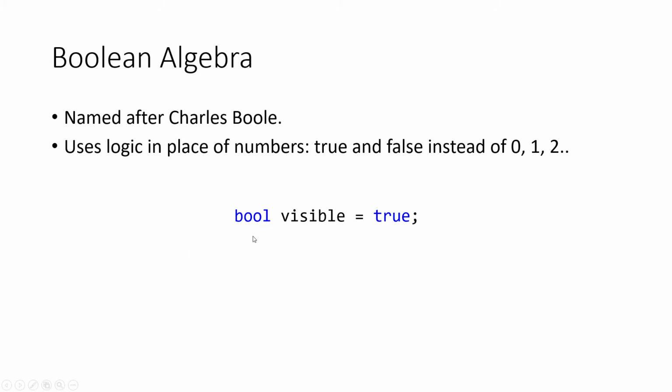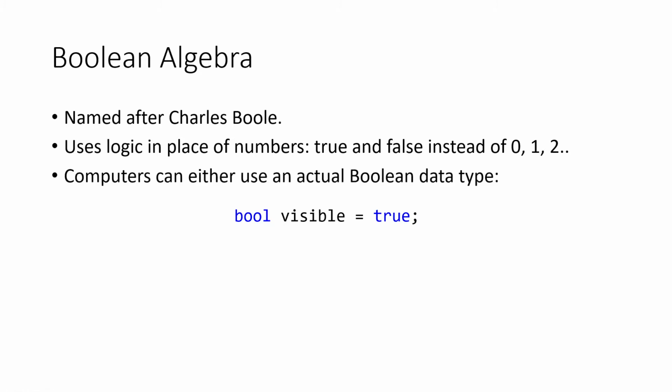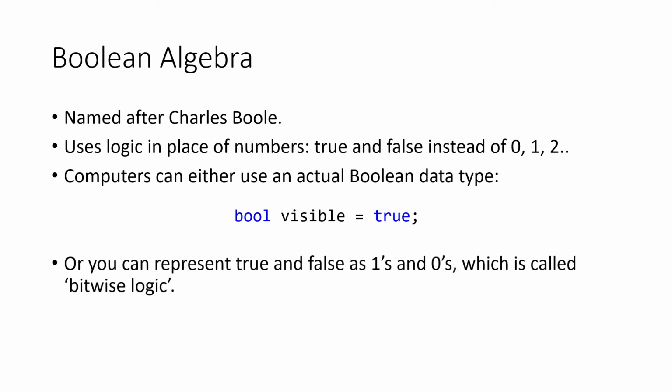Here's a typical programming example. A Boolean being declared called visible, so we're setting it to true instead of giving it a number value. So this is a Boolean data type that computers typically use. Or you can represent trues and falses as ones and zeros. This is called bitwise logic, and we'll see that shortly too.